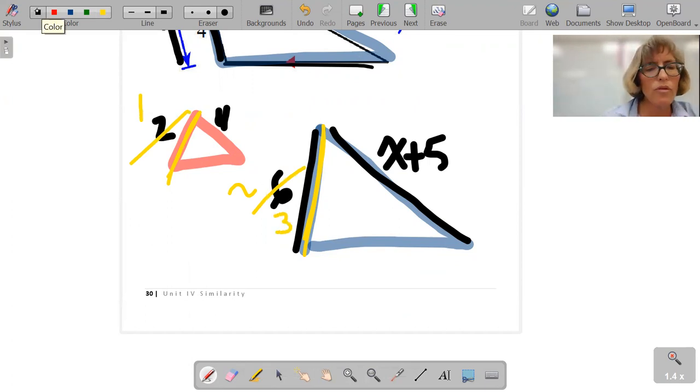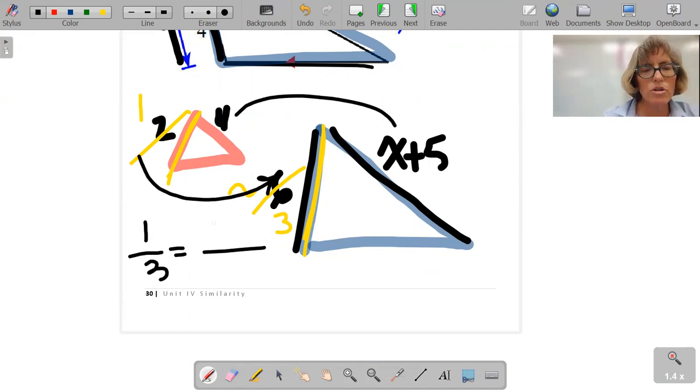So if we were to solve for x here, match, mirror the direction. 1-to-3, match, mirror the direction. 4 over x plus 5. Cross multiply.